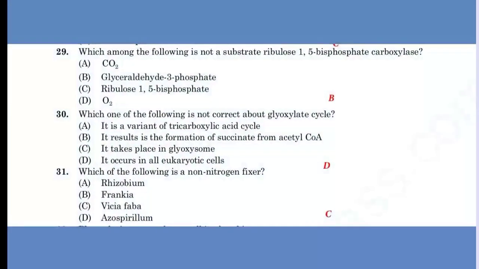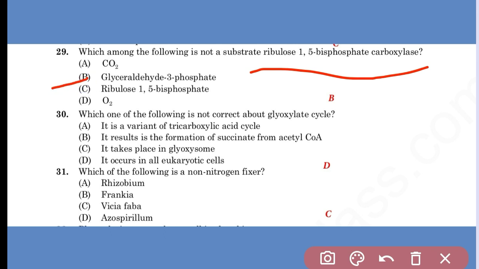Which among the following is not a substrate for Rubisco? Rubisco, that is ribulose 1,5 bisphosphate carboxylase. This is an enzyme which is present in a large amount in the universe, and this enzyme carries out photosynthesis. The substrates for this enzyme are ribulose 1,5 bisphosphate, a main substrate, a 5 carbon compound having 2 phosphate molecules, and CO2 and O2. These three are the substrates for Rubisco.